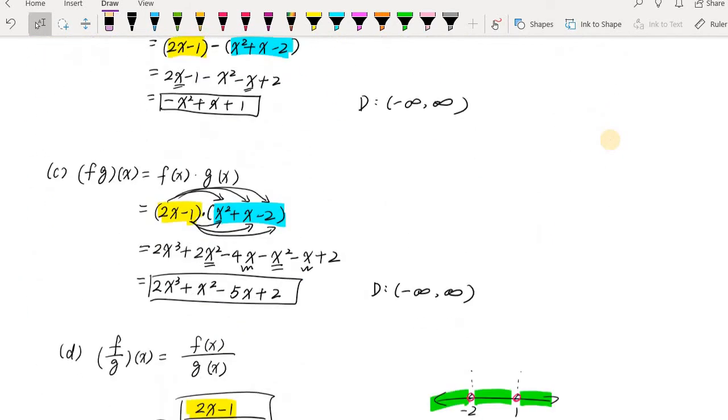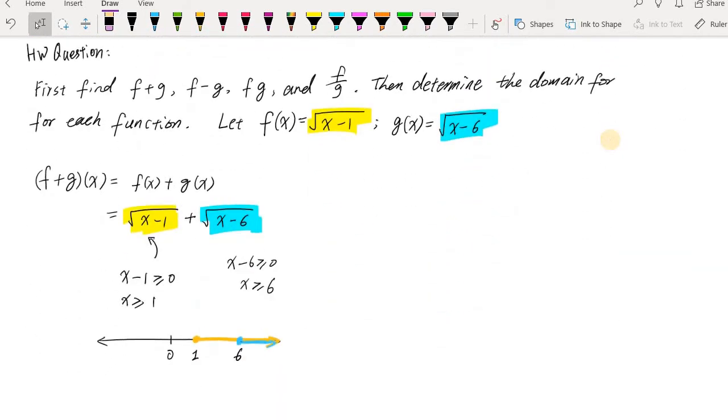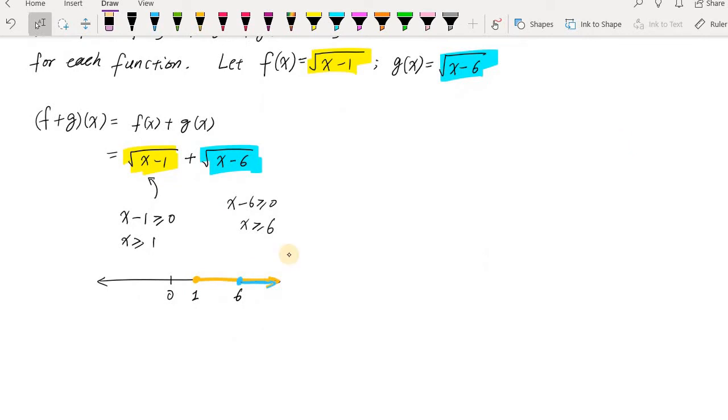Okay, satisfy both conditions. So in this case, all you have to realize is the overlapping part is your final domain. In this case, the overlapping part is actually greater or equal than 6. So I write it in the notation form. That will be bracket 6 and positive infinity. Okay, so the same thing is f minus g of x, very similar. So this is the same thing.